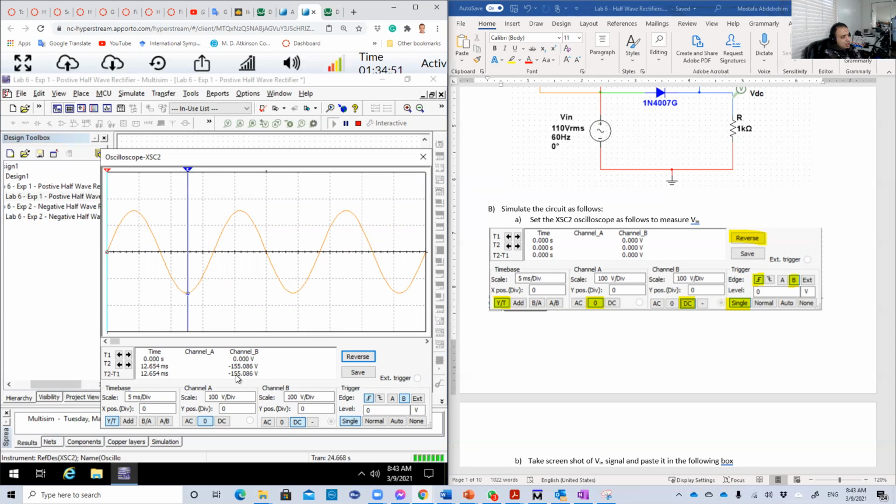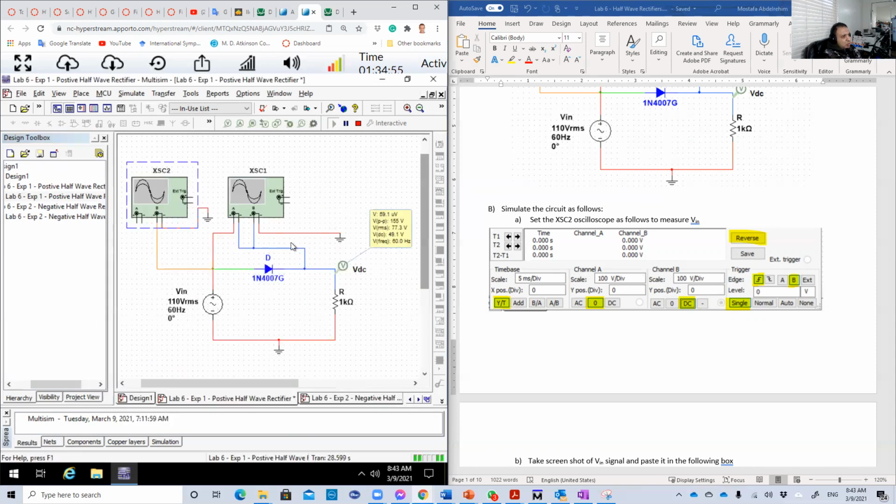again, minus 155. Very close to each other. This practical source model usually has some deficiency, so you will not see the positive and the negative exactly the same. But that's fine. This is just a model for our practical outlet, which has 110 RMS, which is around 155 peak, with a frequency of 60 hertz. Okay, this is the input.